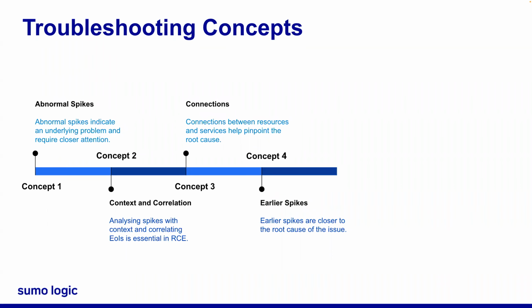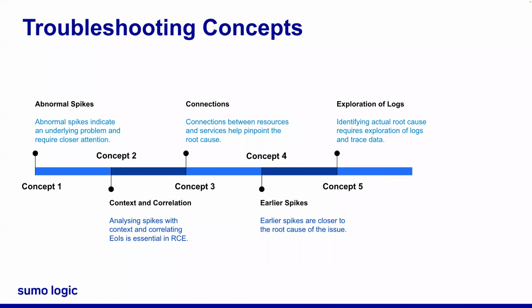Fourth is earlier spikes. Kind of mentioned it with the abnormal spikes, but earlier spikes are going to be closer to the root cause. In a complex system, resources or services that break at the early stages of an incident are closer to the probable cause than resources that experience spikes later. And so Root Cause Explorer exploits this insight to display spikes on a timeline.